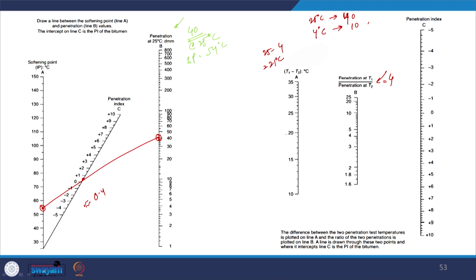So, let us mark this in this nomograph. T1 by T2 is 4, which we have marked here, and T1 minus T2 is 21 degrees Celsius, which is marked here, and then we will join these two lines and extend it here. So, you can see that here the penetration index value of the bitumen is somewhere near to 3. So, these two nomographs can thus be used to determine the temperature susceptibility of the bitumen in terms of penetration index.